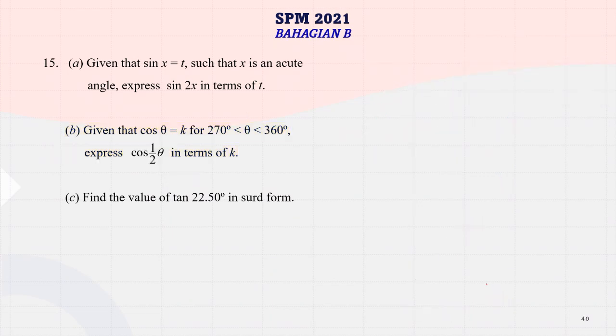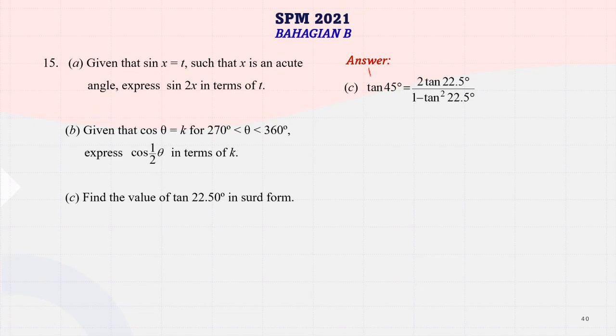Now kita pergi pada yang C pula. Find the value of tan 22.5 degrees. If let's say students, you just press the calculator, tan 22.5. Okay, tapi dia nak dalam surd form. Okay, the answer should be in surd form. So kita nampak tan 22.5, so dia adalah half of 45. So maksudnya yang ini adalah double angle ni sebenarnya.